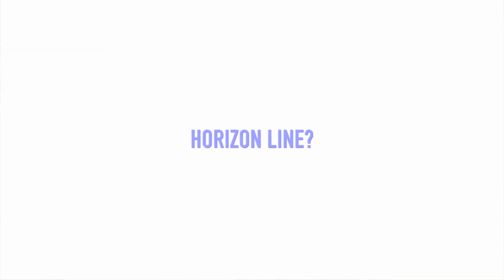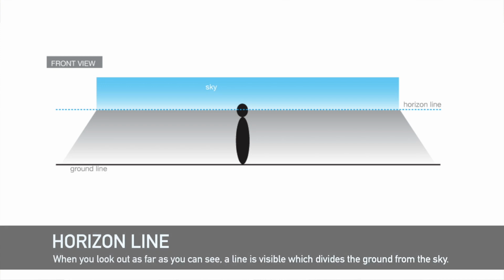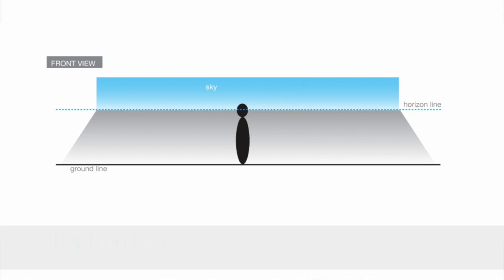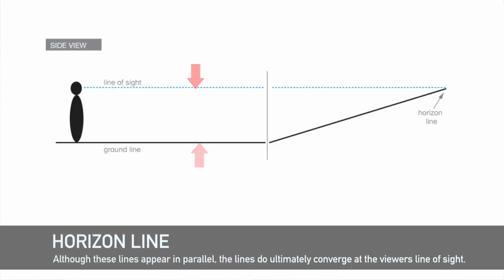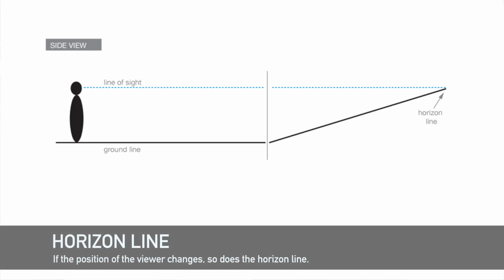So what's a horizon line? When you look out as far as you can see, a line is visible which divides the ground from the sky. This is called the horizon line. Although these lines appear in parallel, the lines do ultimately converge at the viewer's line of sight, their eyes. If the position of the viewer changes, so does the horizon line.